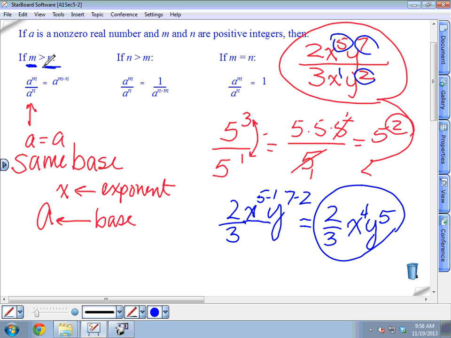Now, if your denominator is greater than the numerator, we just take the reciprocal. This one just says you take the reciprocal. So let's take the same exact problem. I know I'm going to run out of time here today.